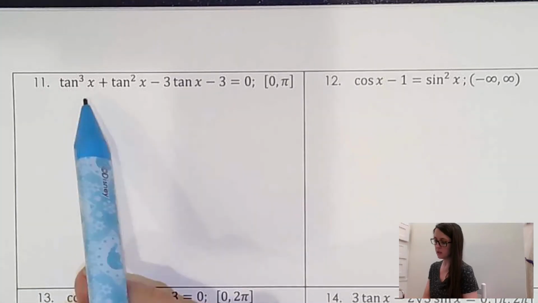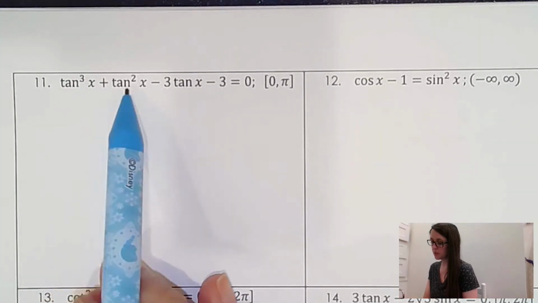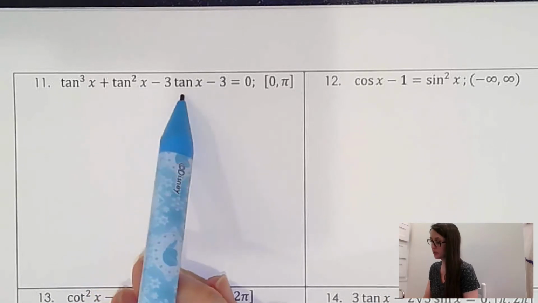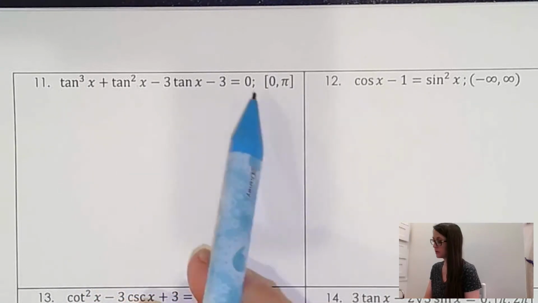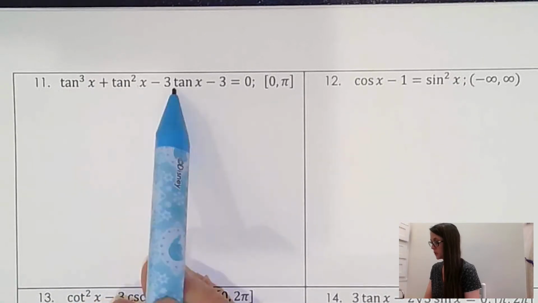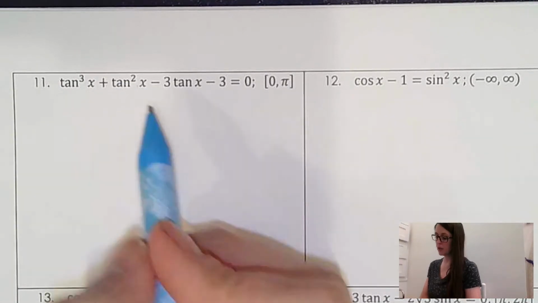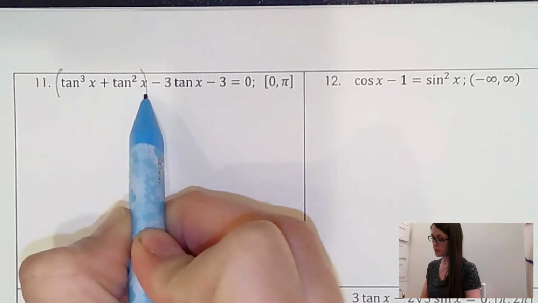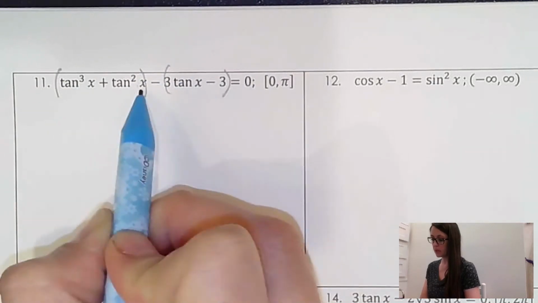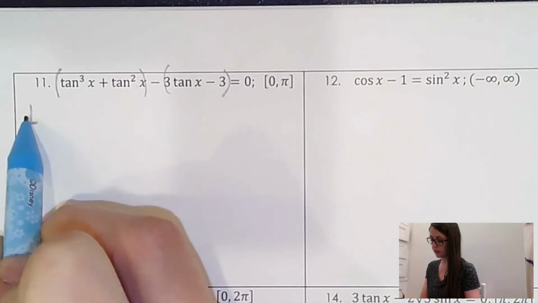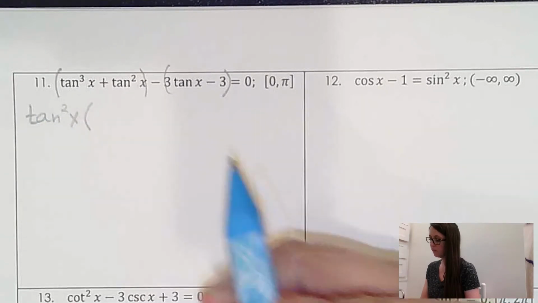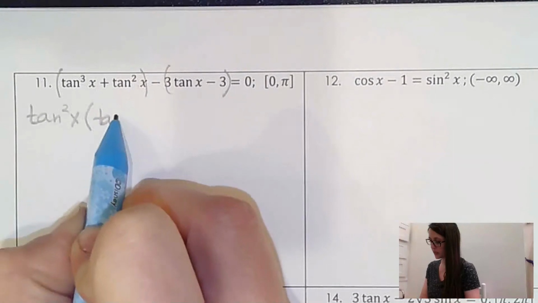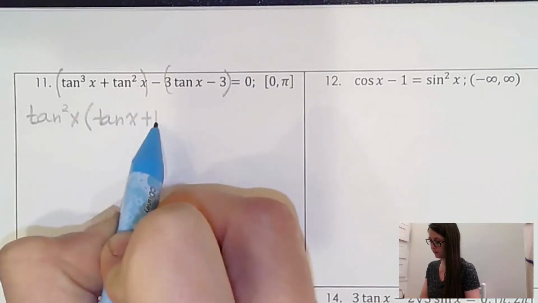So this one is tangent cubed x plus tangent squared x minus 3 tangent x minus 3 is equal to 0. So what does this look like? How many terms do I have right there? I have 4. So if I had 4 terms, I could do this one by grouping. So out of this first one, I can factor out a tangent squared x. And then I would be left with tangent x plus 1.